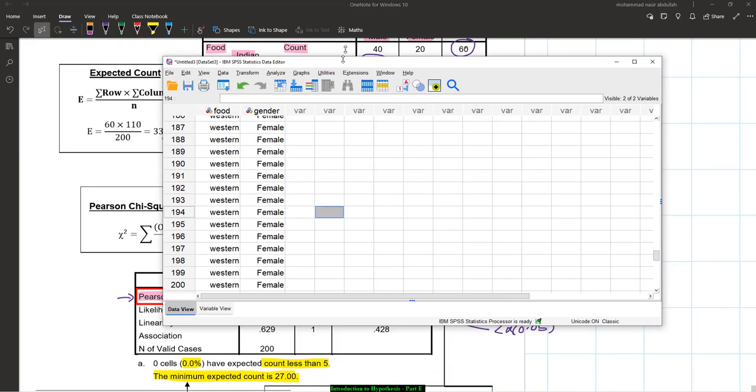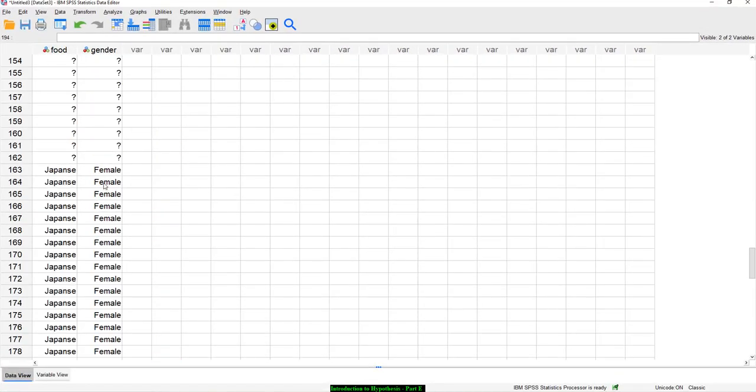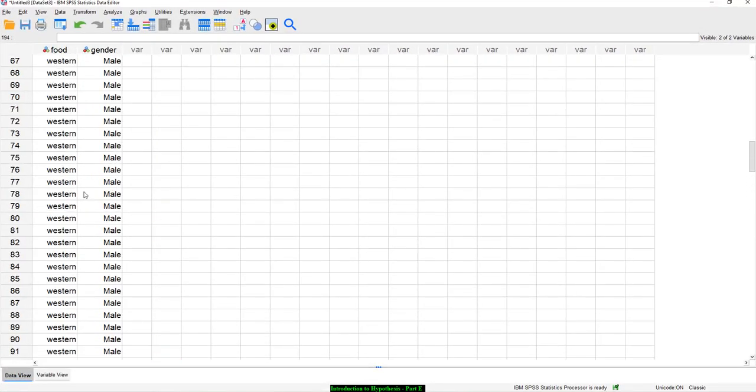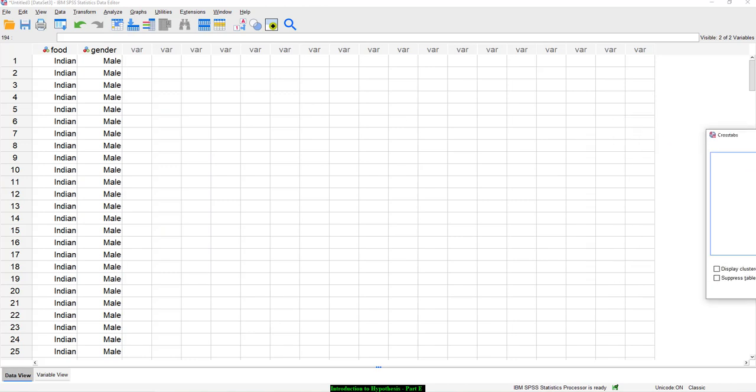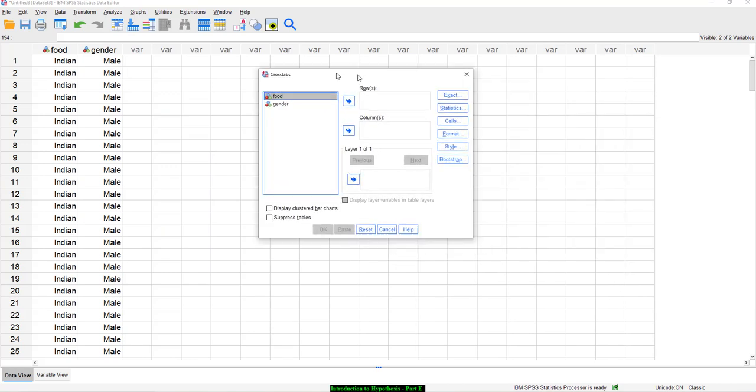For example, let's say I already key in the data in SPSS. So I have 2 variables, gender and food preference. To get the cross tabulation table and chi-squared test of analysis, we just need to go to Analyze, click on Descriptive Statistics and find Crosstabs. So analyze, descriptive statistics and click on crosstabs.